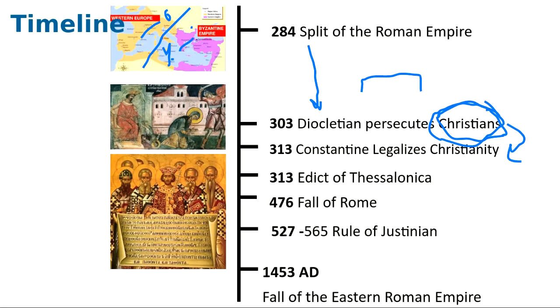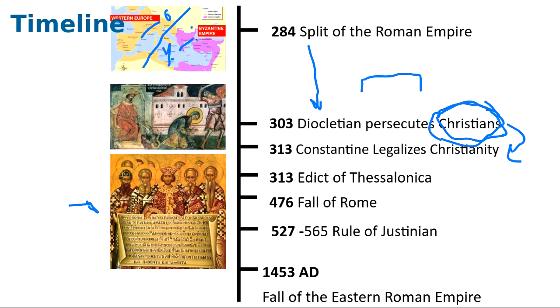Constantine changes this in 313, and he signs something called the Edict of Milan. Here there's a depiction of that edict that he signed in Milan. The story goes that Constantine is going into war, and he sees a vision of a cross, and the cross is guiding and leading them. He tells his army to follow it, and eventually they win this battle. And as a sign of thankfulness, Constantine decides to legalize Christianity. There's debate about whether he became a Christian or not, and it's not really known. Many say that he didn't really convert to Christianity, but he did legalize it through the Edict of Milan.